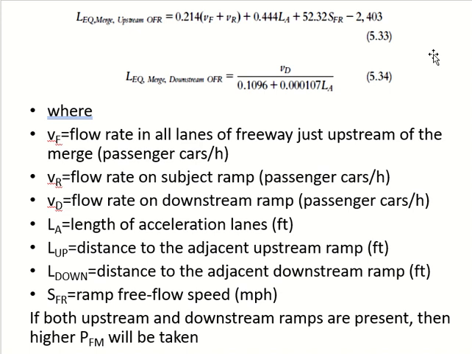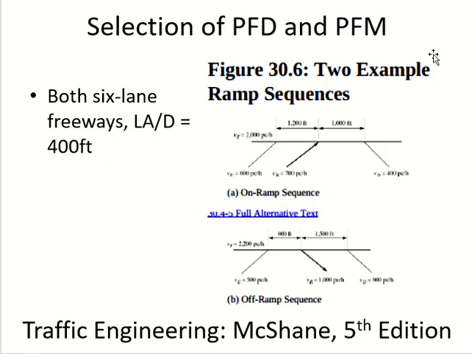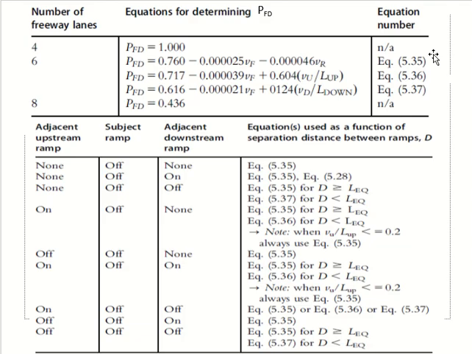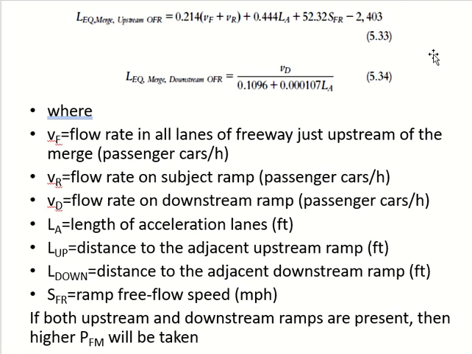Now, going back to the question, which ramp is the off ramp? The other one. What is the D for that ramp? 1000 feet. Okay. So if LEQ is more than 1000 feet, I will use one equation. Less than 1000 feet, I will use another equation. So now give me the value of LEQ. What do we need? Which case do I have?